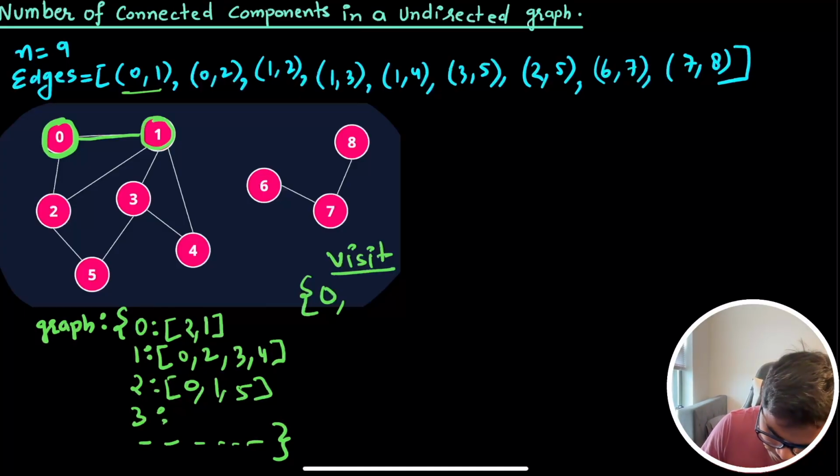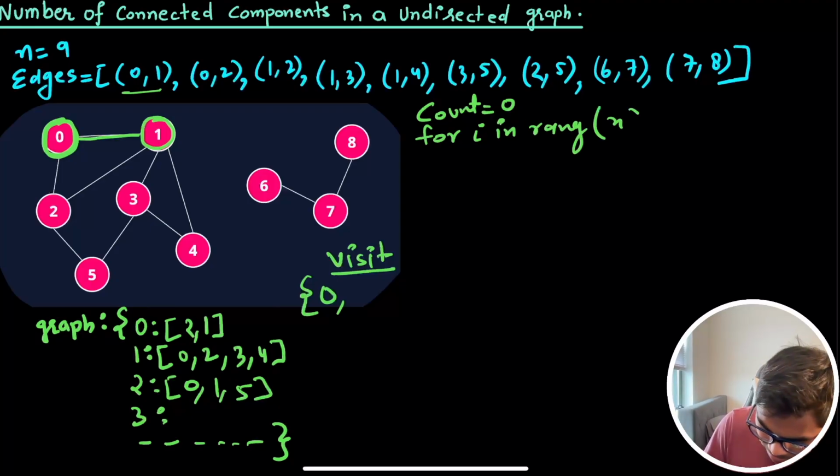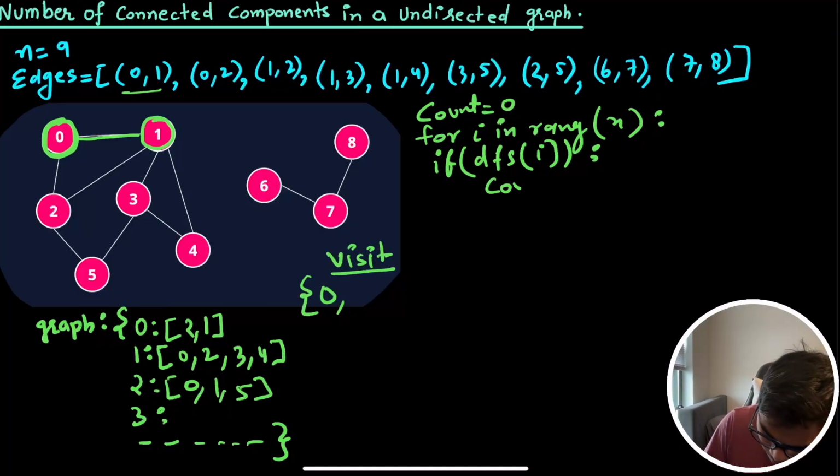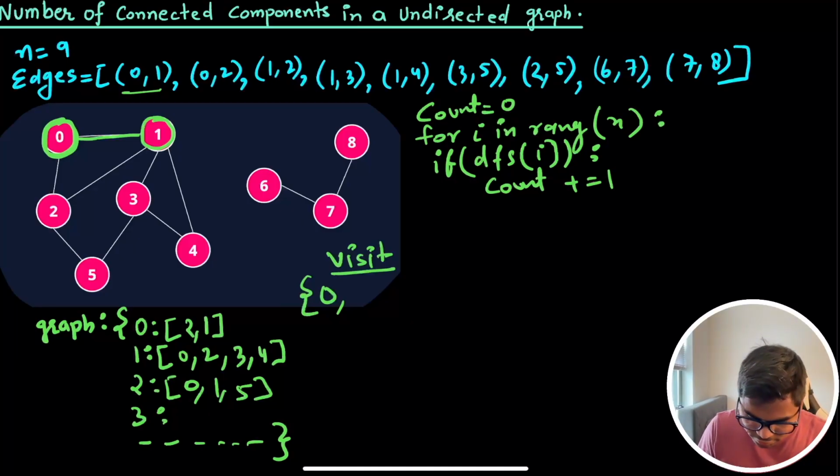So I'll have a count. Count will give me the number of connected components. So I'll have count as 0. Then I'll have a for loop. So for i in range n, I will call DFS on i. If this DFS returns true, then I will increment my count. So count plus equals 1, and then finally I will be returning this count.